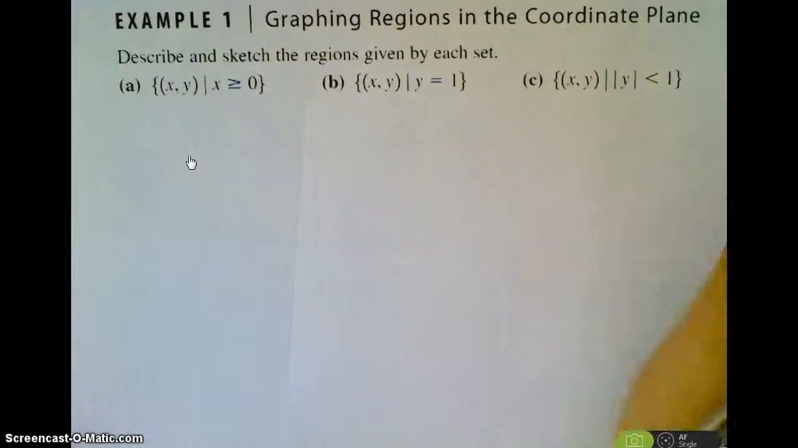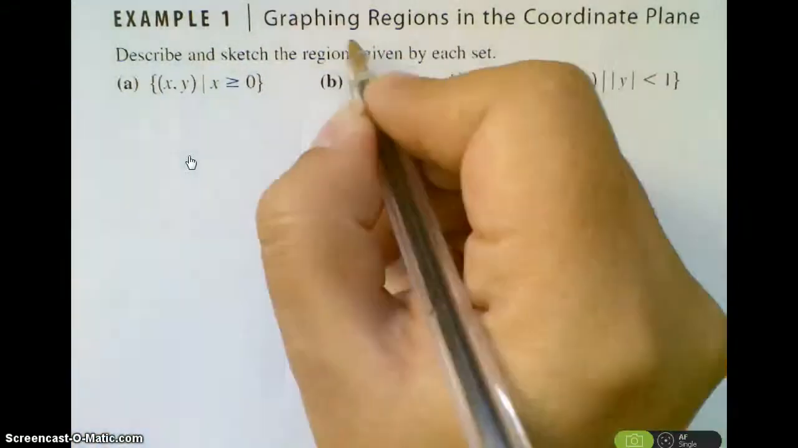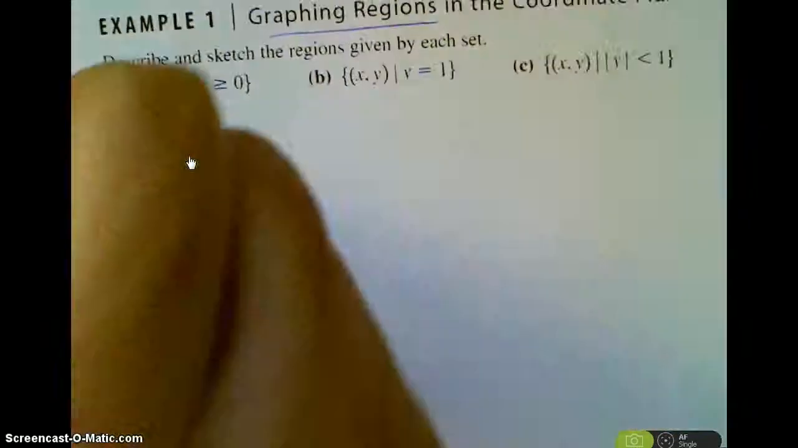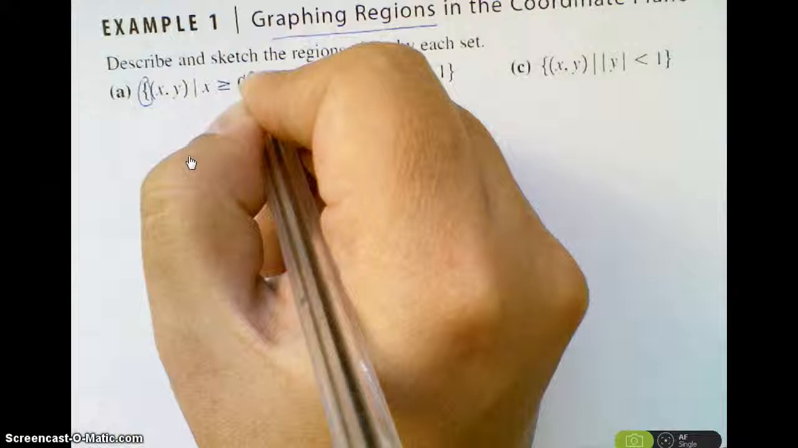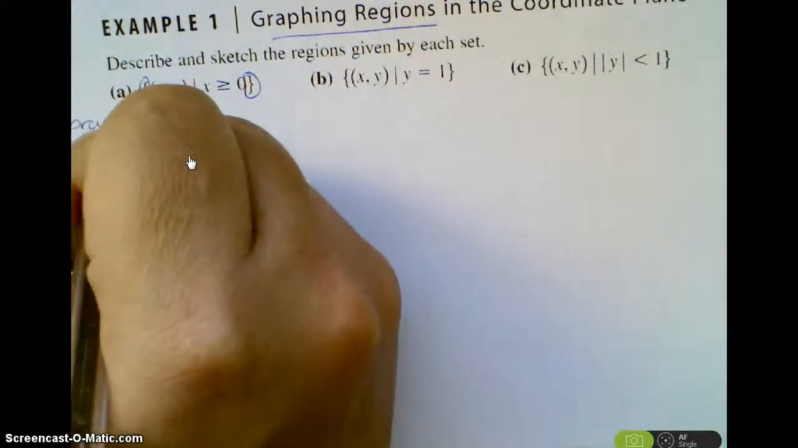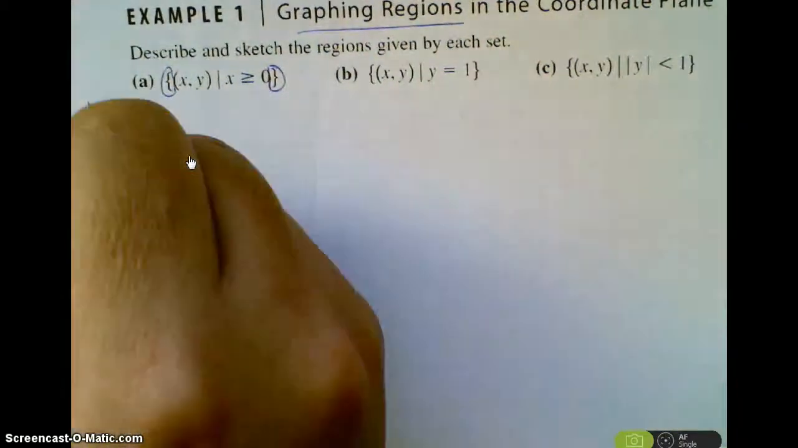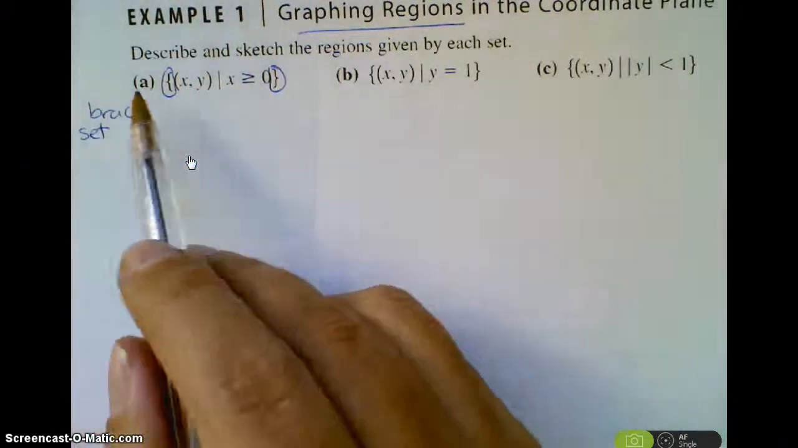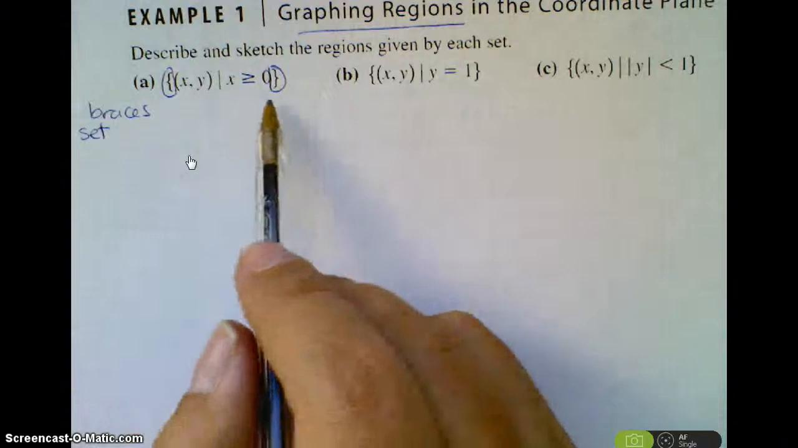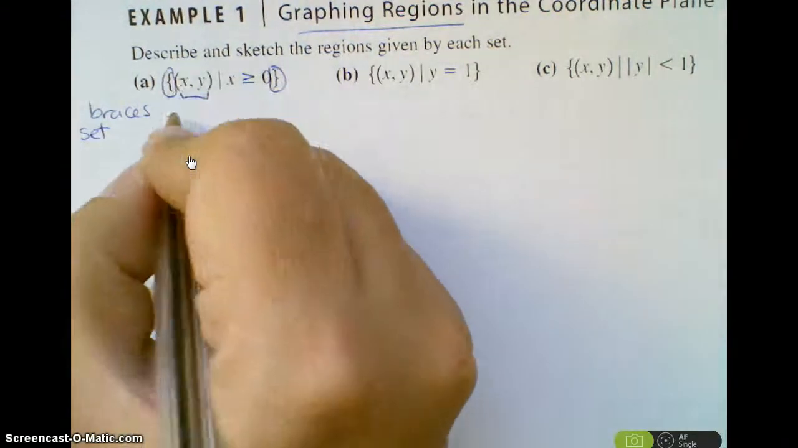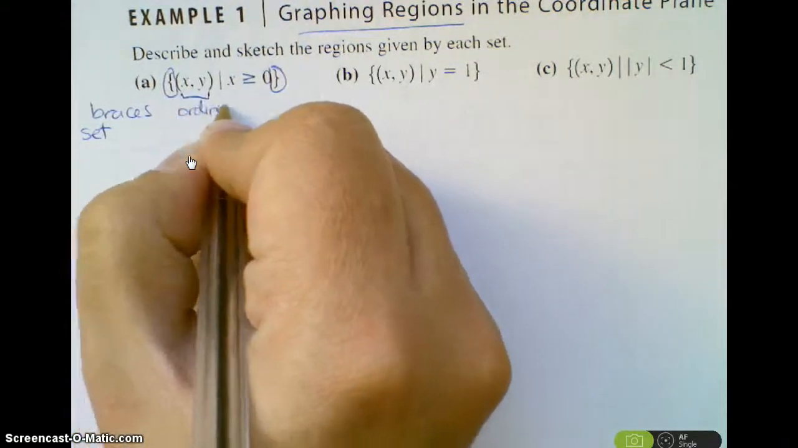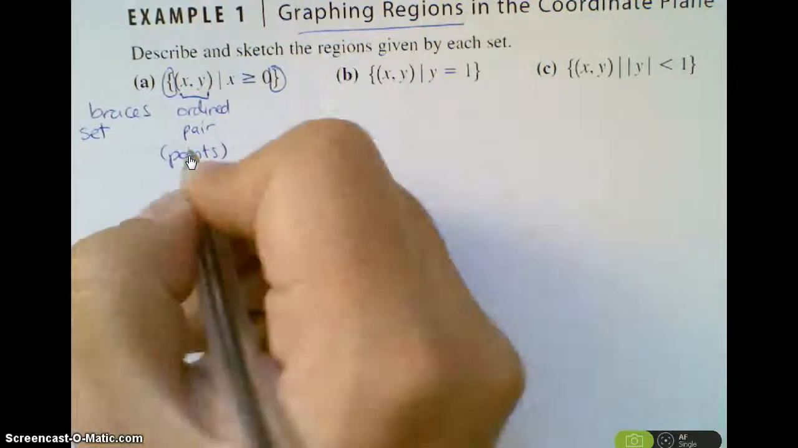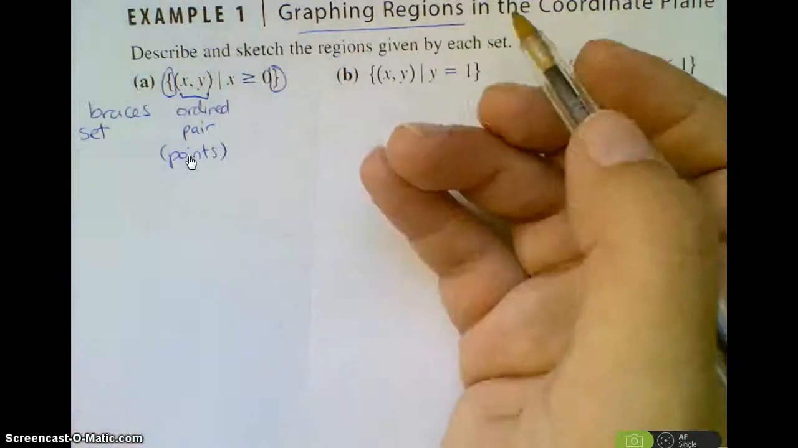This section says graphing regions in the coordinate plane. Regions meaning different areas in the coordinate plane. These squiggly marks in here are called braces, and they denote sets. Set meaning a collection of things. So this is saying shade all the points on the coordinate plane, and this is your ordered pair, so it implies that you have points. I'm just reading this off so that you know what the meaning of it is.